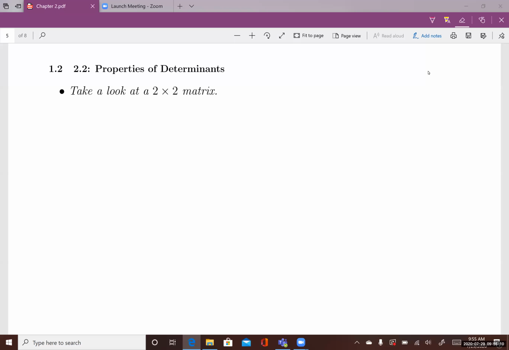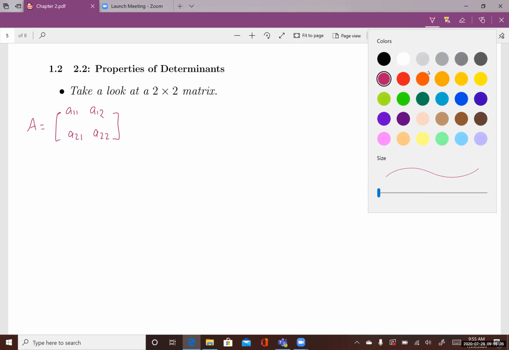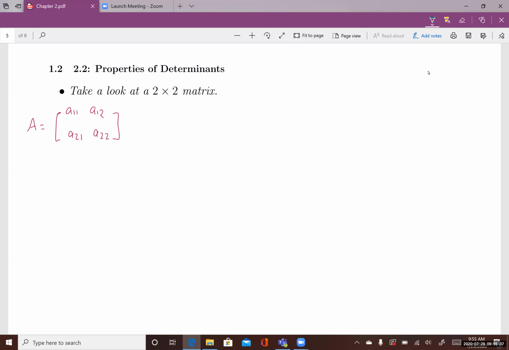In this lecture, we'll talk about some of the properties of the determinant. Well, first, let's take a look at a 2x2 matrix A. Let's say A equals A11, A12, A21, A22. Okay, and then if we apply the first row operation on this matrix A.